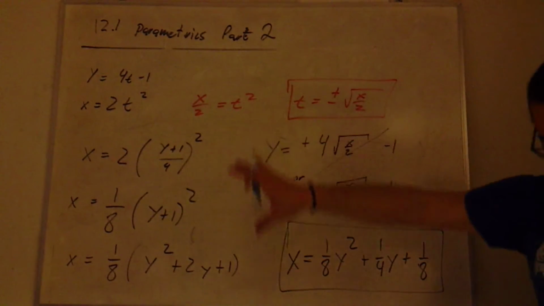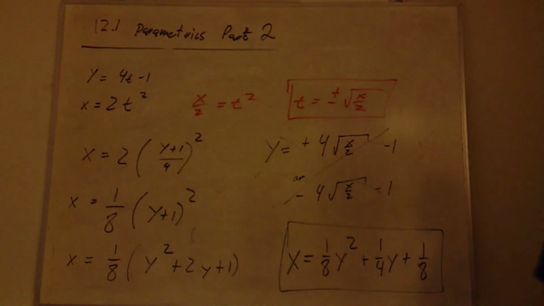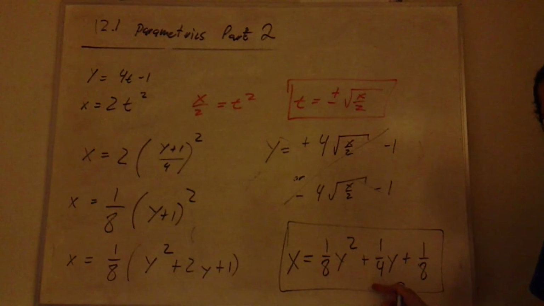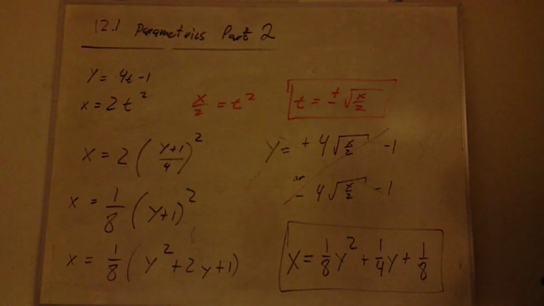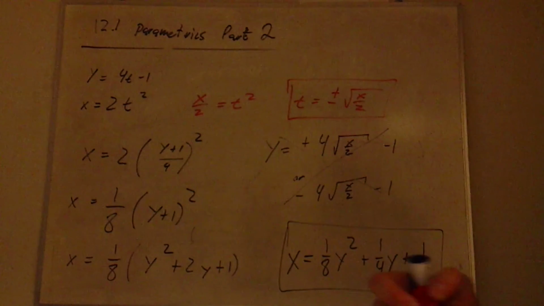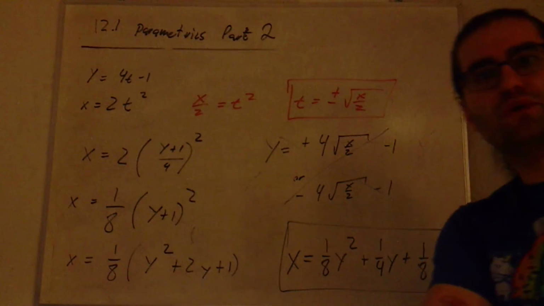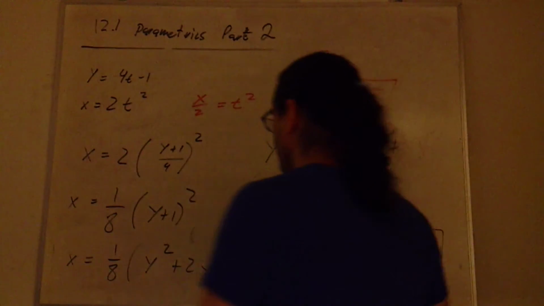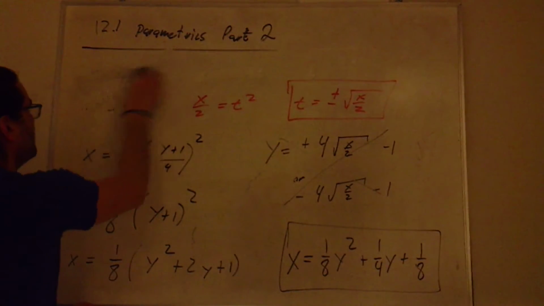Best we can do for this one is x as a function of y. Again, because our parabola is sideways. Some of you may remember from Calc 1, we talked about a section called implicit differentiation. And in that section, we talked about the difference between an explicit and an implicit.